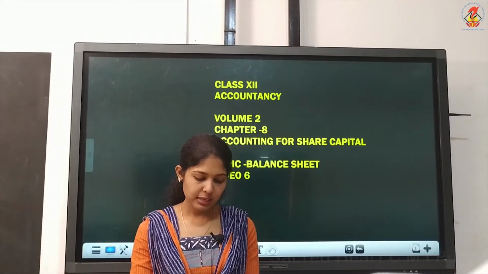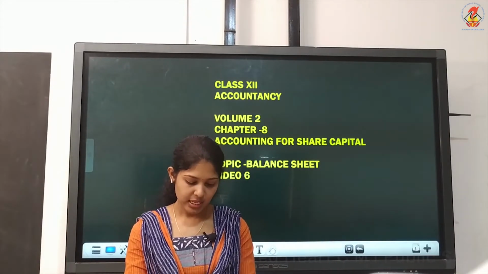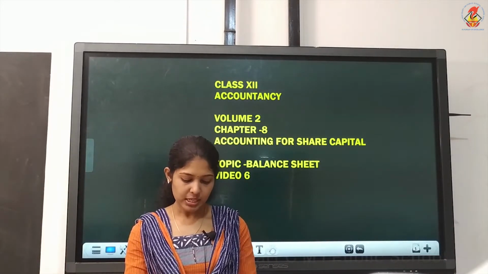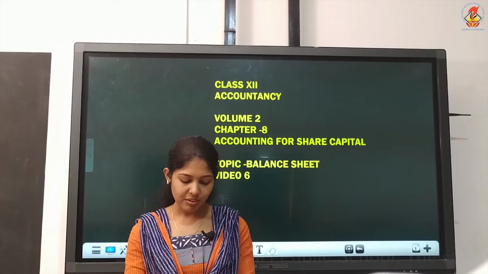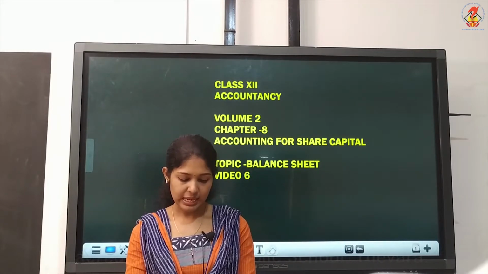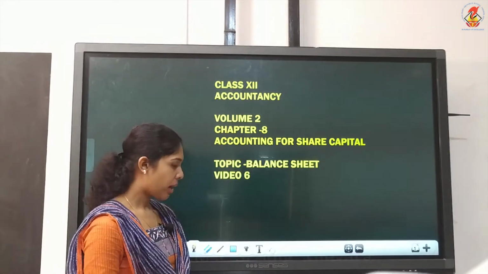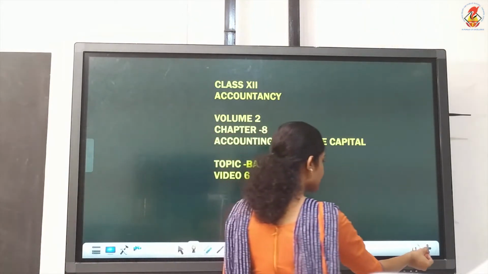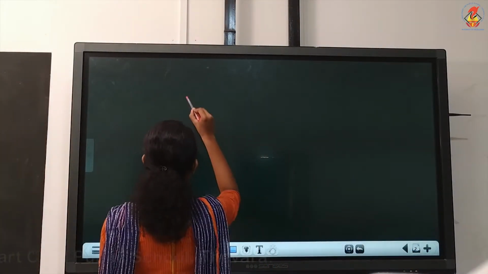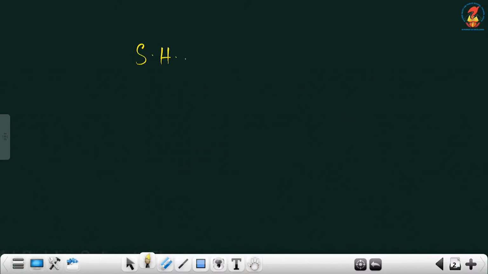Illustration 1, you all take page number 8.16. The question is, Strong Limited is registered with capital of rupees 10 lakhs, divided into 1 lakh equity shares. You just see this. We have in the balance sheet the first item, shareholders fund, which includes share capital and reserves and surplus.